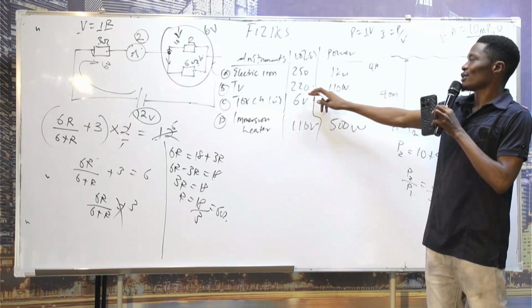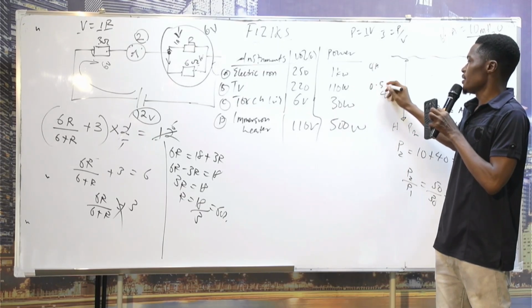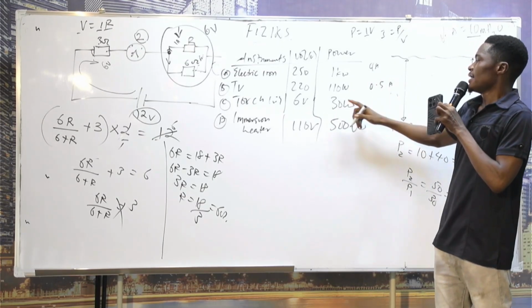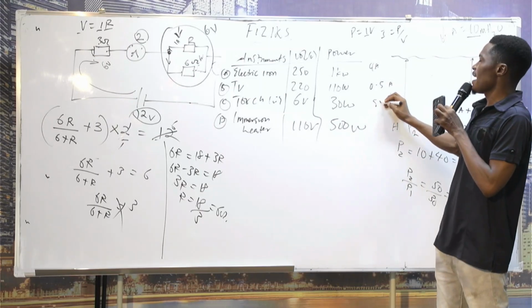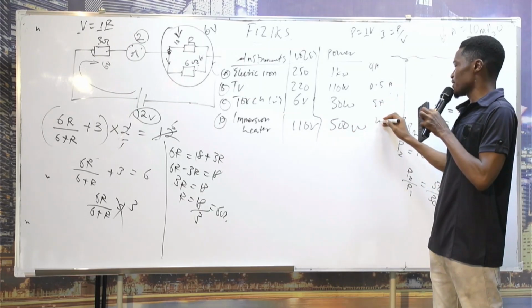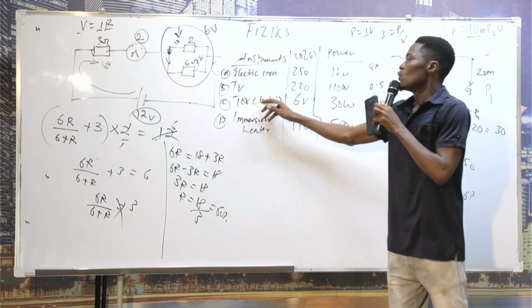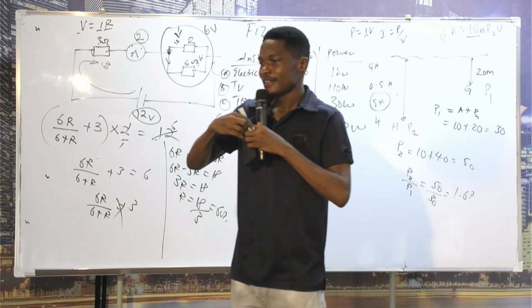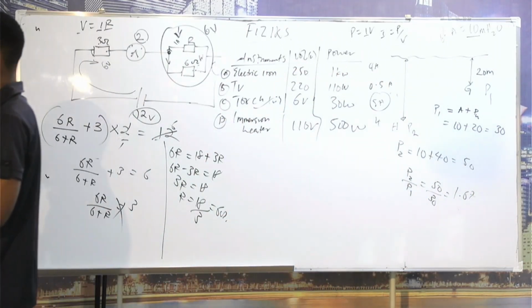This guy divided by 220 is about 0.5 ampere. 30 divided by 6 is how many? 5. And this one is 4 point something. So the answer is 5 ampere, right? Which is the torch light. So your torch light consumes the highest current there.